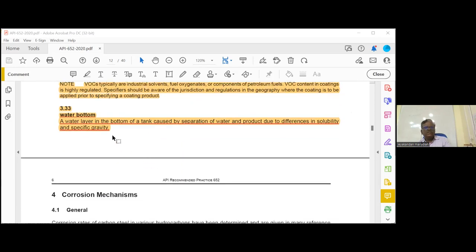Water bottom. A water layer in the bottom of a tank caused by separation of water and product, due to difference in solubility and specific gravity.